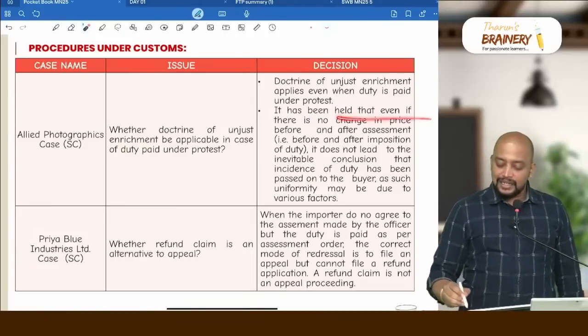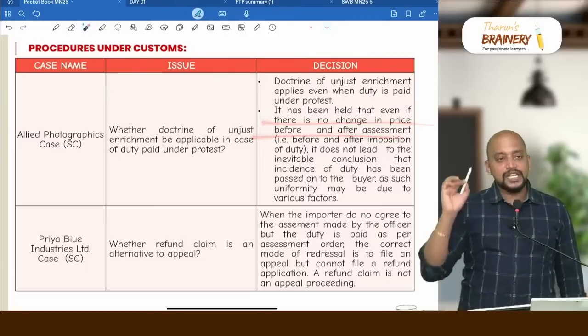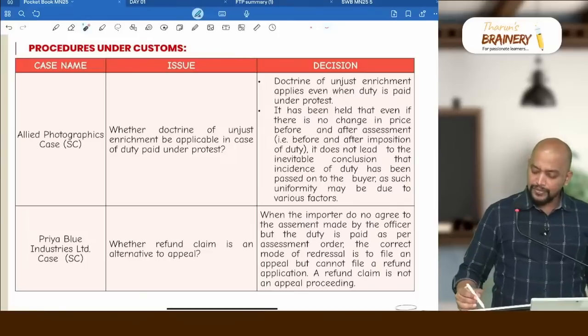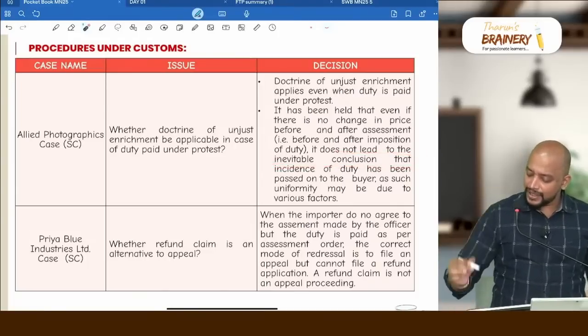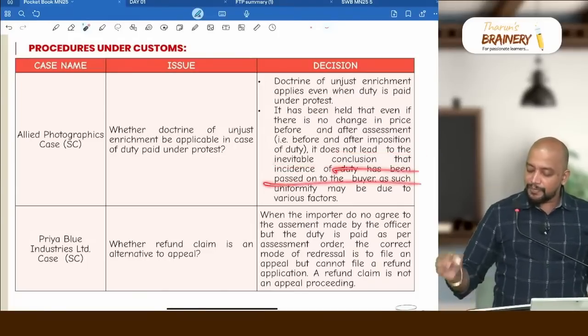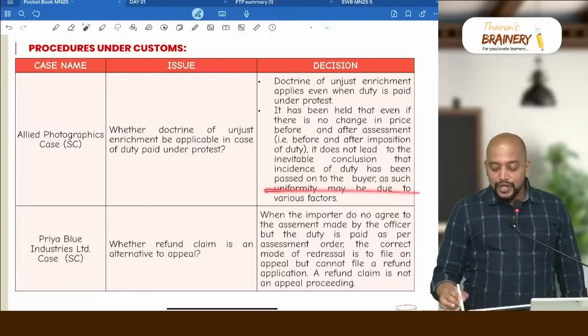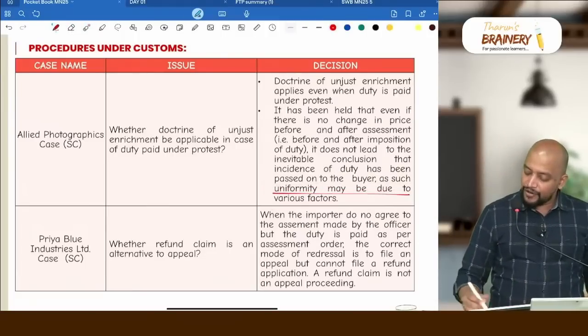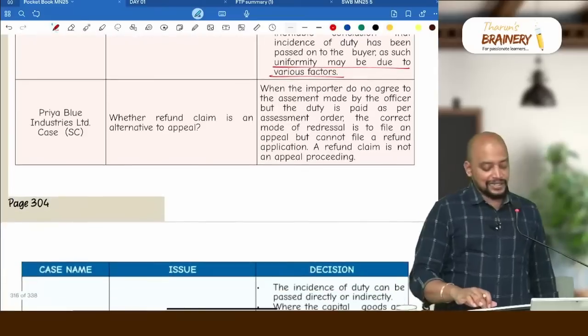It has been held that even if there is no change in the price before and after assessment, that is before and after imposition of duty, it does not lead to the inevitable conclusion that the incidence of duty has not been passed on to the buyer. As such, uniformity may be because of various factors. Underline that: uniformity may be due to various factors.